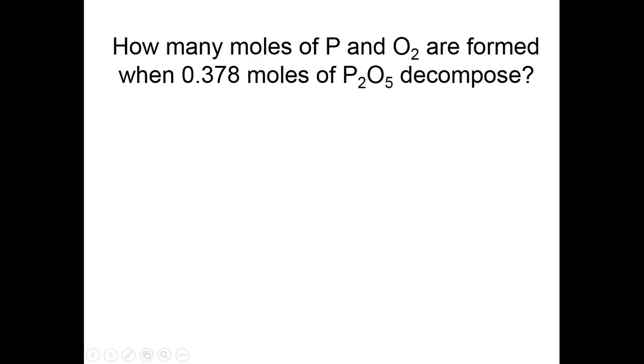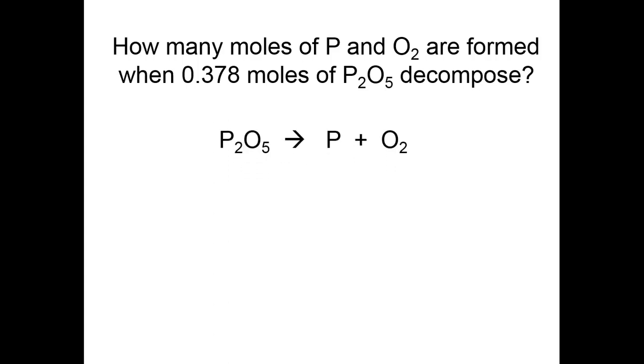Here is an example that appears more complicated, but can be solved in a straightforward way. How many moles of P and O2 are formed when 0.378 moles of P2O5 decompose? As always in a problem where we are quantifying a reaction, we first need a balanced equation.